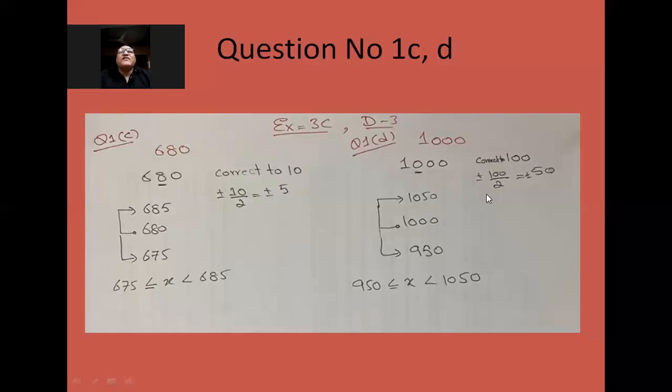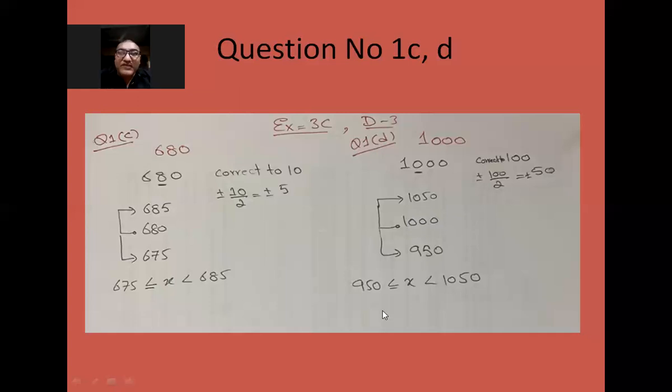So divide 100 by 2 and with it write plus minus. So when you divide 100 by 2, you get 50. With it, you will write plus minus. So to your main measurement, which is 1000, you add this number, you get the upper bound. From the main measurement, you subtract this number, you get your lower bound. So to 1000, you add 50, you get 1050. That is your upper bound. From 1000, if you subtract 50, you get 950. That is your lower bound.